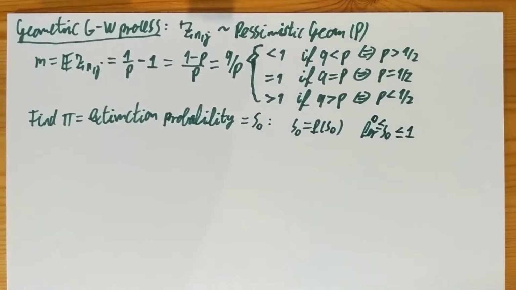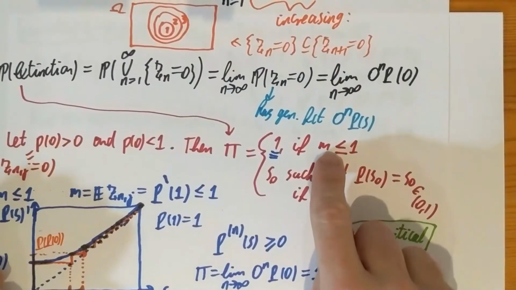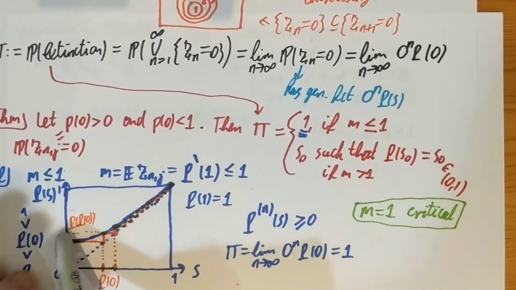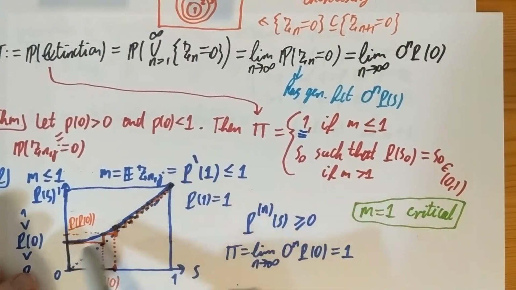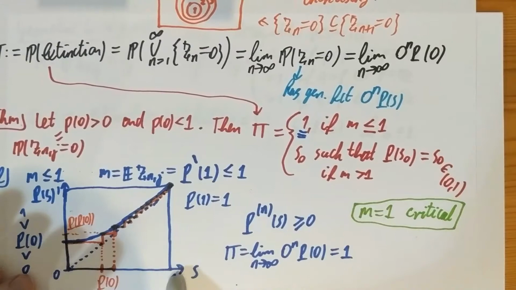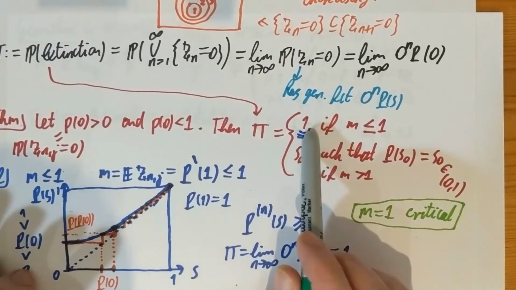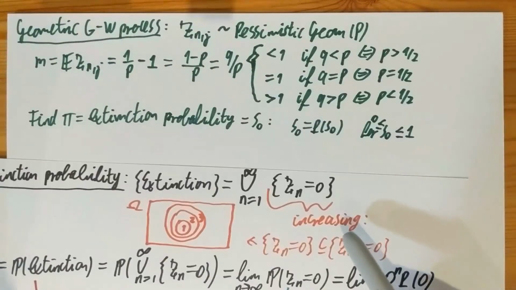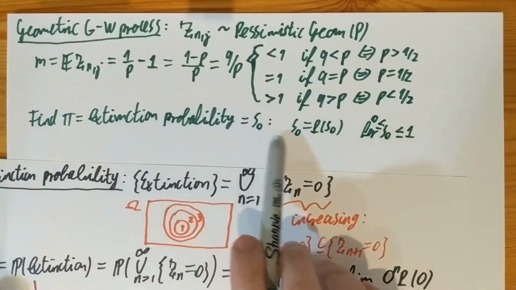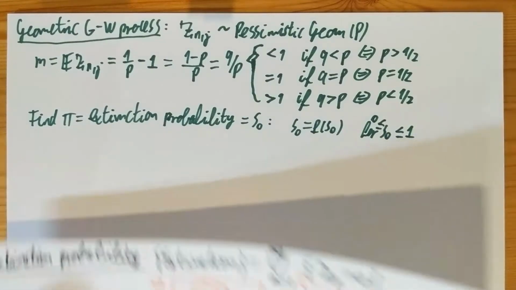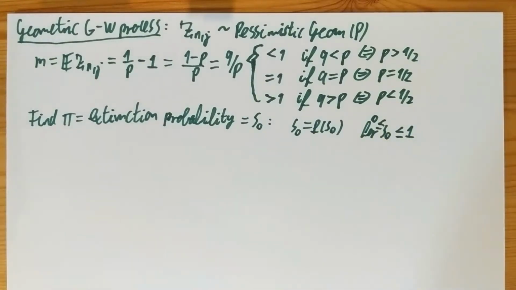Okay, actually, even in the case m smaller or equal to 1, so when we have probability 1 extinction, even then the smallest fixed point in the interval 0, 1 is the one we're looking for, because it's equal to 1. So even in this case, it's always true actually that the extinction probability is the fixed point of the generating function on the closed interval 0, 1.